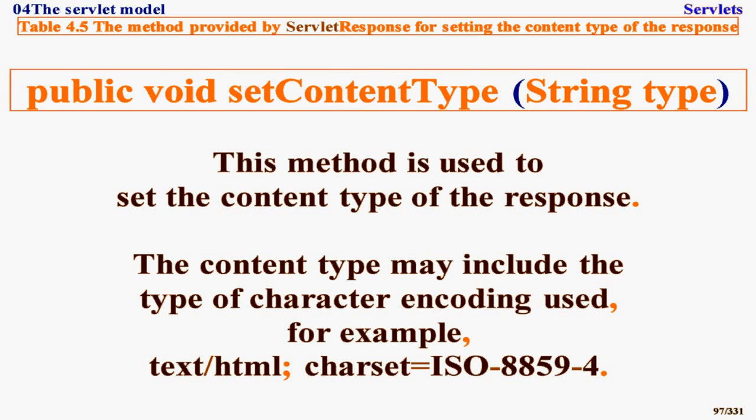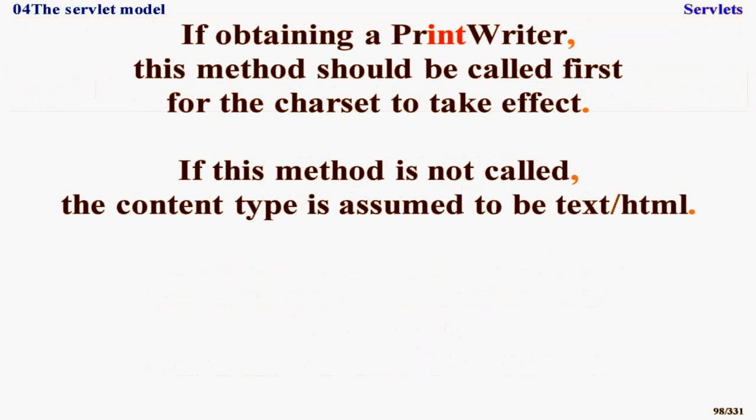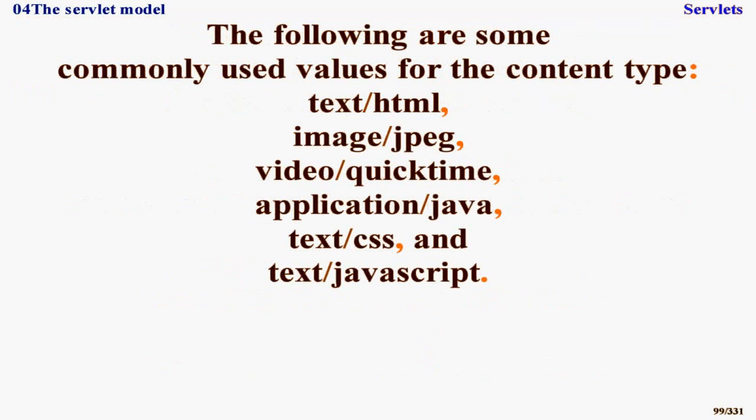HTML; charset=ISO-8859-4. If obtaining a PrintWriter, this method should be called first for the charset to take effect. If this method is not called, the content type is assumed to be text/html.